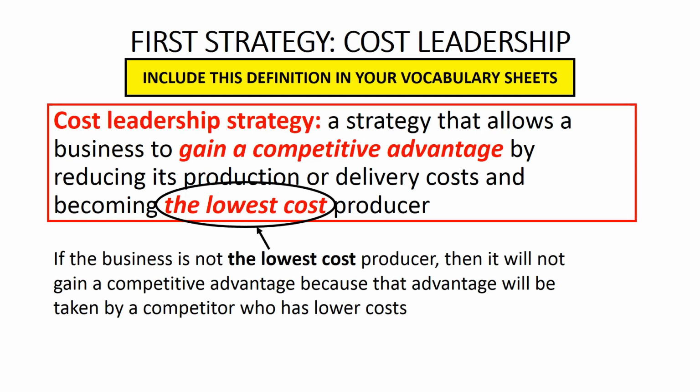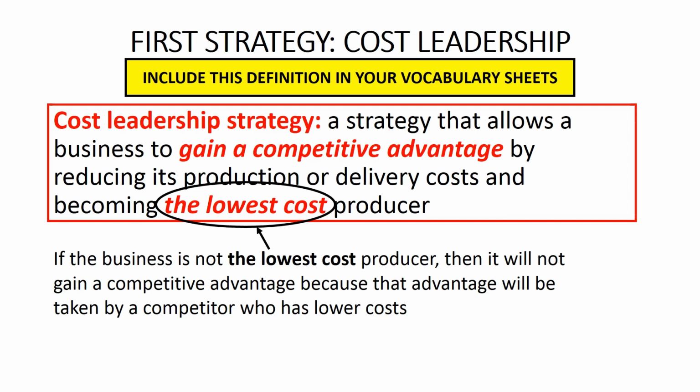It's important that the business is the low-cost producer in the market. That is, the lowest cost producer. If it is not, but it's simply one of a number of low-cost producers, then it will not gain a sustainable competitive advantage, because all it takes is for one of its competitors to reduce its costs below the business's costs, and that competitor will be able to attract away the business's customers.